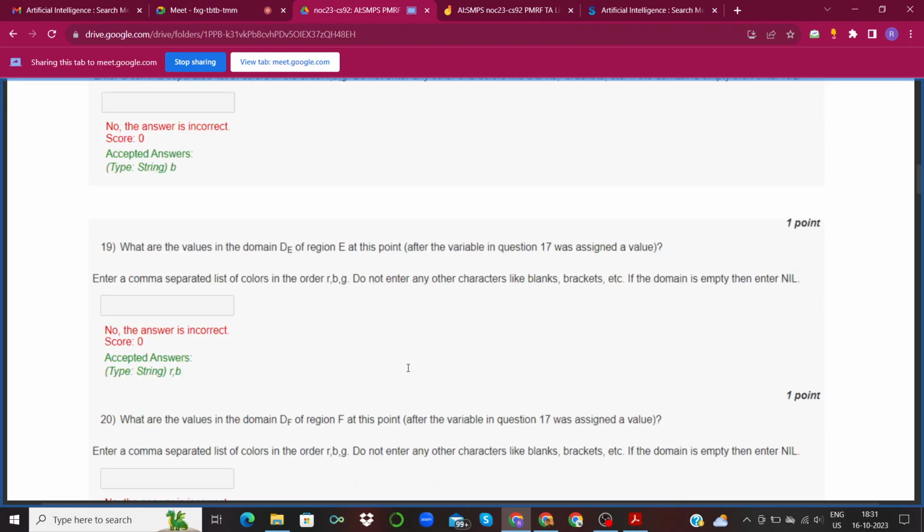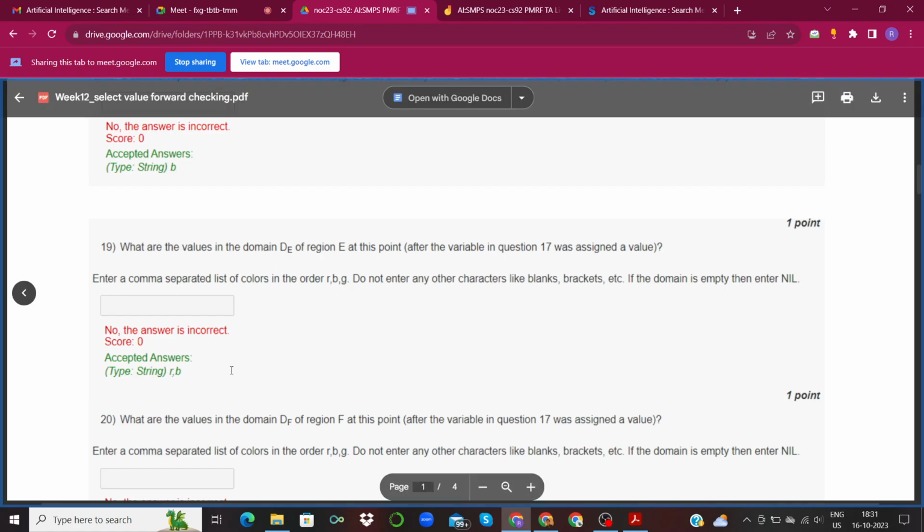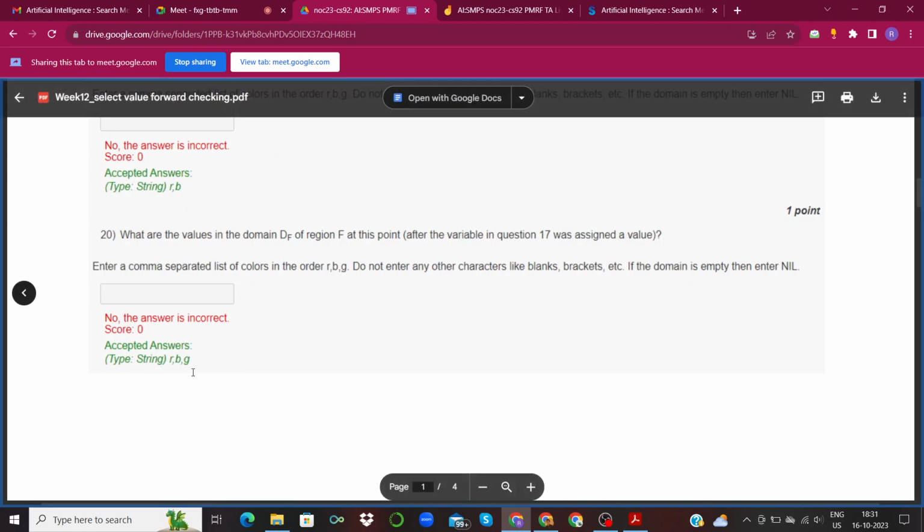Similarly, what are the values in the domain of E after the variable in question 17 was assigned a value? You'll see that that will be R and B. And similarly for F, it will be R, B, and G.